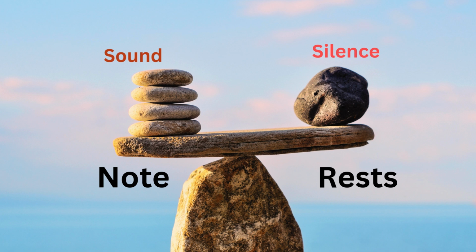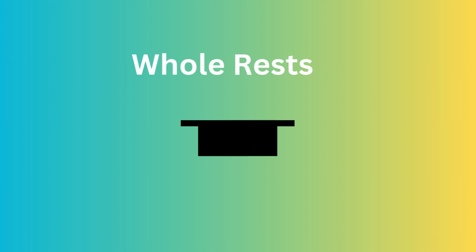Now let's learn some rests. Every note has a rest of equal value. This is a whole rest. It gets 4 beats of silence. It hangs from the 4th line on the staff. This is a half rest. It gets 2 beats of silence. It sits on the 3rd line on the staff.